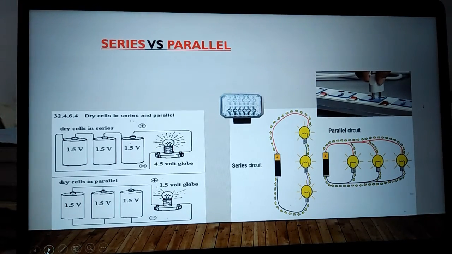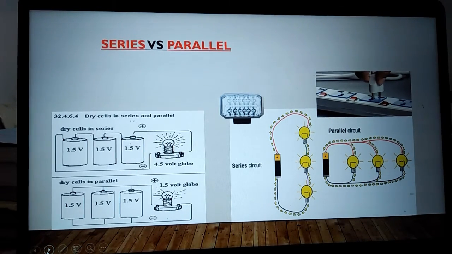And what do we do in parallel? In parallel, we connect the negative terminal of one cell to the negative terminal of the second cell, right? I repeat, in parallel, we connect the negative terminal to the negative terminal of another cell and positive terminal of one cell to the positive terminal of another cell.